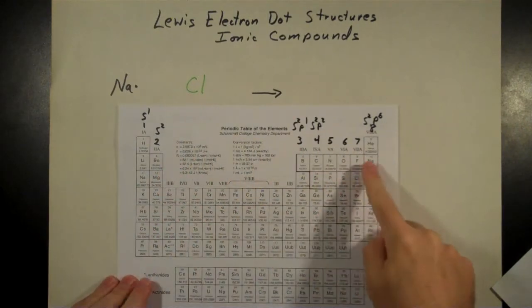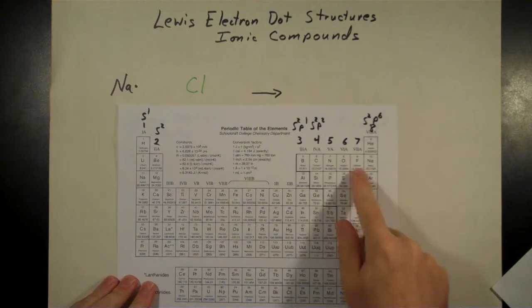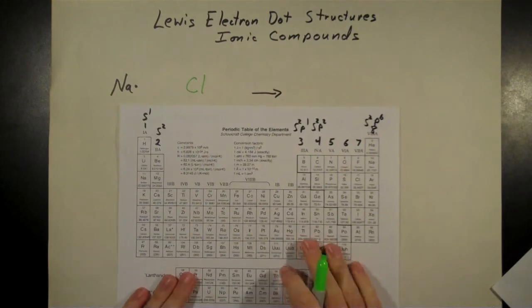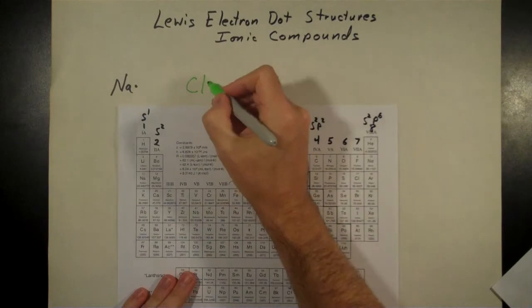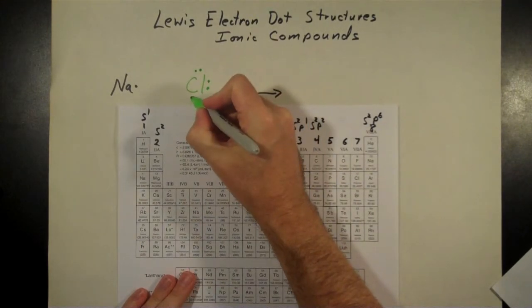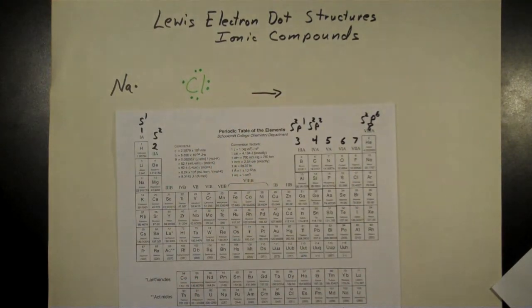And chlorine is all the way over here in the second to last column. Again, all the elements in that column are going to have 7 valence electrons. Again, it's 2 in the s and 5 in the p is really where that's coming from, but we just care about the total here. So in that column, it's going to be a 7, and so we can fill in 1, 2, 3, 4, 5, 6, 7 valence electrons.